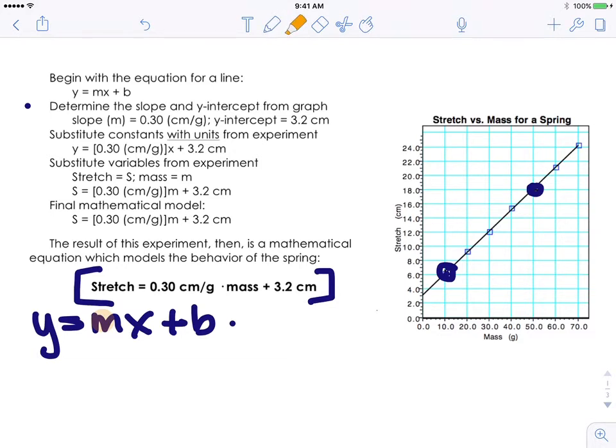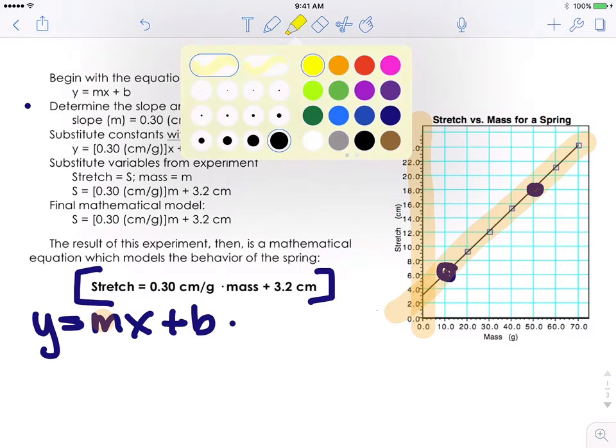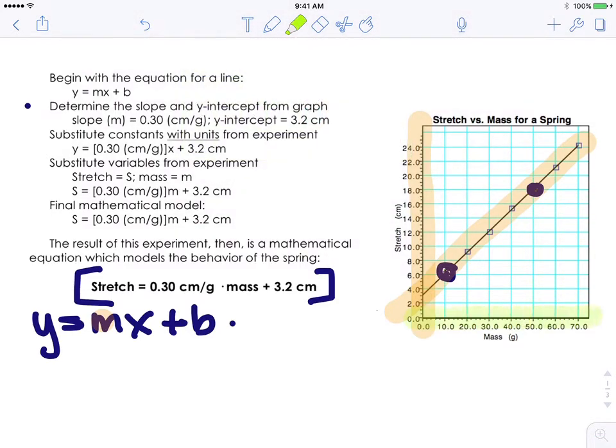Y-intercept is where the best fit line, or your line, intercepts or crosses over the y-axis. And this is your y-axis right here. Okay, this is your y, and this is your x-axis, don't forget. So the y-intercept is just right here where your line intercepts the y-axis, and that ends up being 3.2 centimeters.